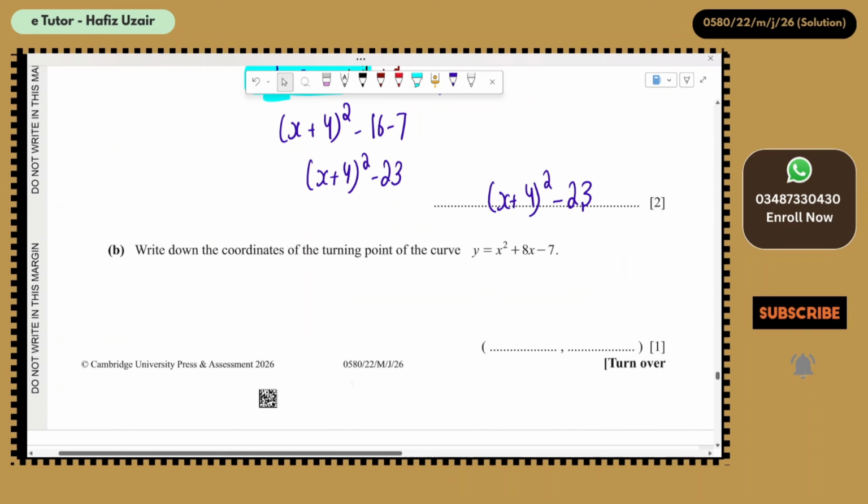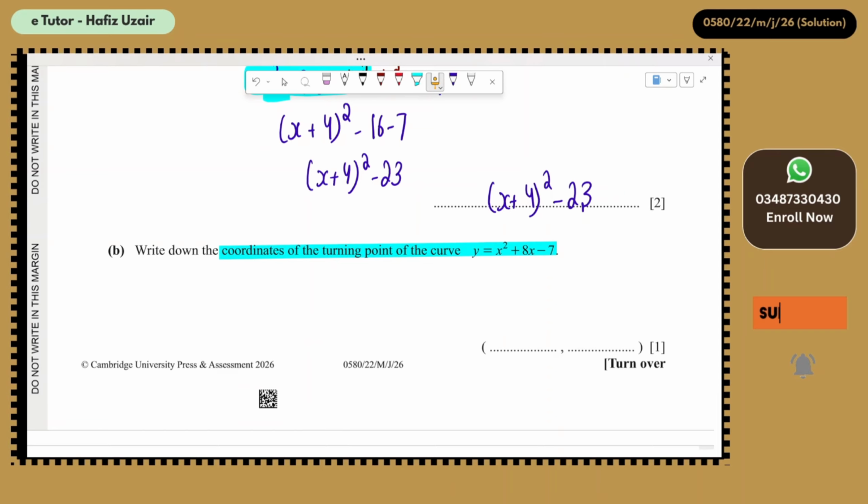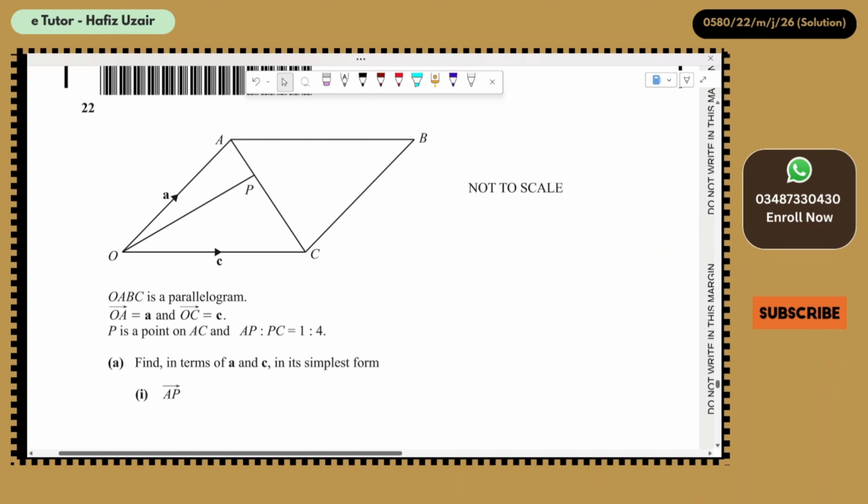Now you need to write down the coordinates of the turning point of the curve. When you need to write the coordinates of the turning point, you need to change the sign of this term. Here you have plus 4, so this will be minus 4, and you write this other term as it is. So this is the y coordinate of the turning point. So you can write minus 4, minus 23 over here. Let's move to question number 22.